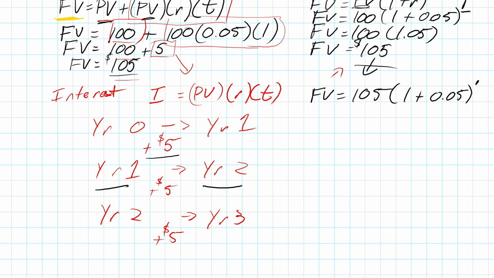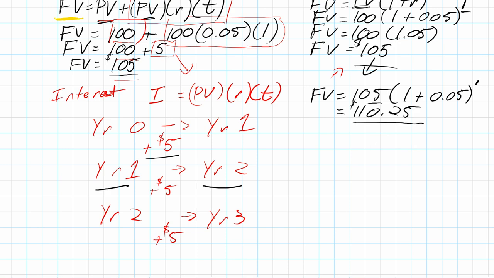0.05, power of 1. If we multiply it, what did you tell me? I get $110.25? Okay. So if we compare $110.25 to 105, do a little subtraction, and it turns out we made $5.25. Okay. So let's get rid of that.